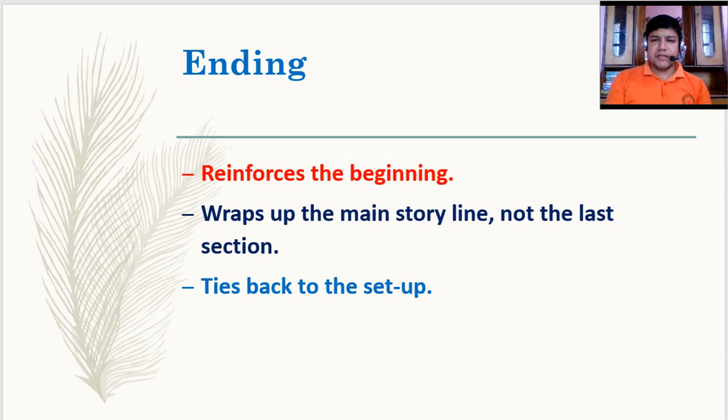We wrap up the main storyline here, and we tie back to the setup. It means we must have connection, coherence, and cohesion with the preceding sections of our writing. So these are some of the tips for writing a good article for newspapers or magazines.